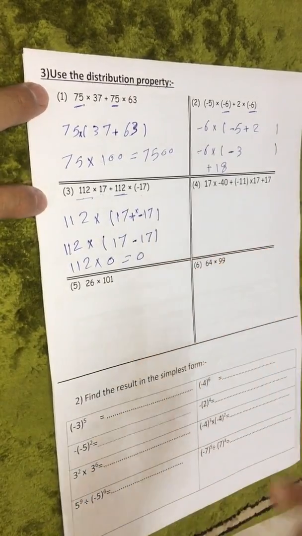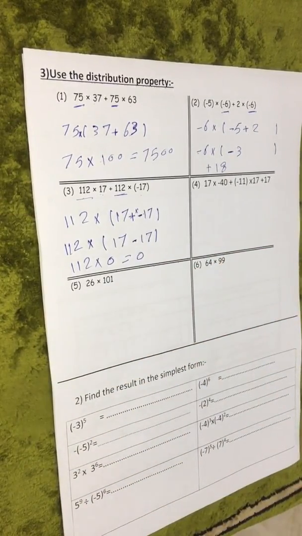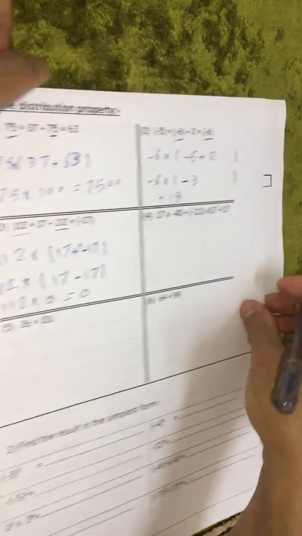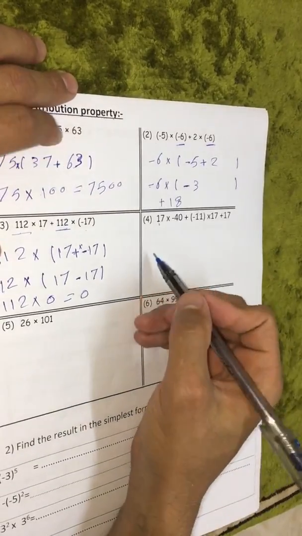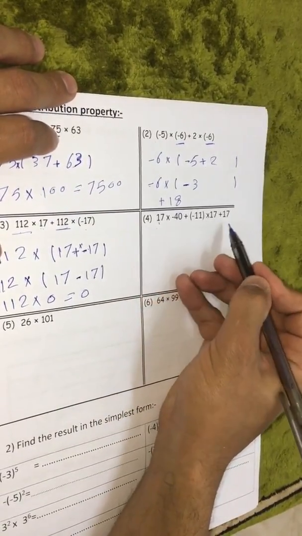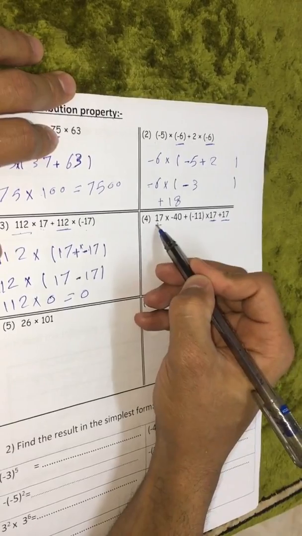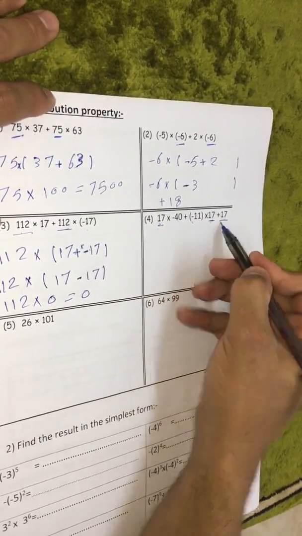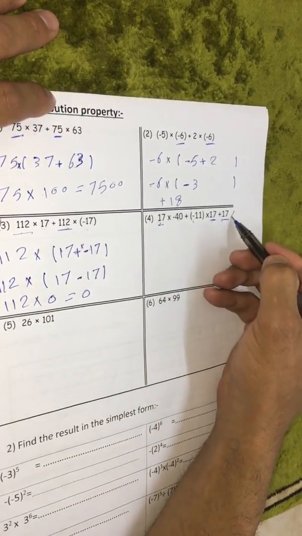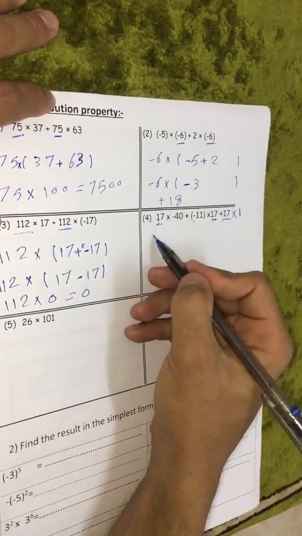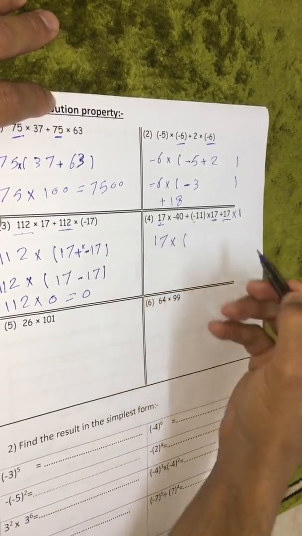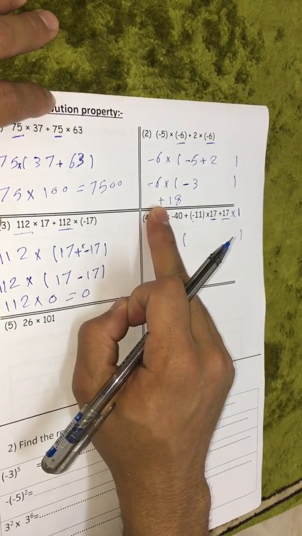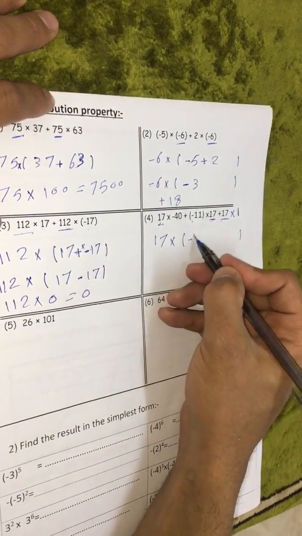Next question, you must check that the repeated number multiplies another number. Okay, 17, that will be good. 17 multiplies another number, yes, negative 40. 17 multiplies another number, yes, negative 11. 17 multiplies another number, no. What are you doing in this case? You must multiply by 1. So the repeated number is 17, open bracket. If you take 17 from this part, the remainder will be negative 40.